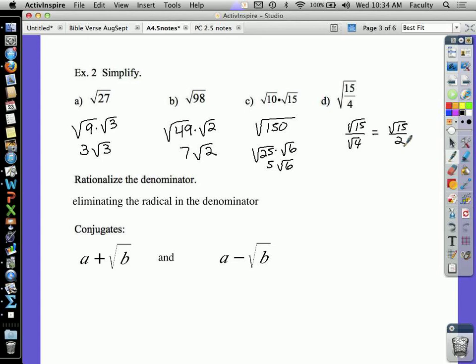Alright, then rationalize the denominator. You need to write this down. Rationalize the denominator means eliminating the radical in the denominator. Well, if we have sums and differences, you need to multiply by what's called the conjugate. And this should be a review for you, right? From Algebra 1. You should remember this. But I'm just refreshing your memory. A plus square root b and a minus square root b are called conjugates. You'll see why in a moment.